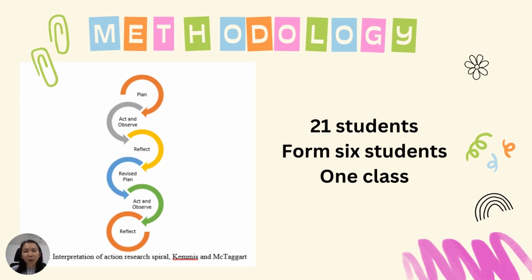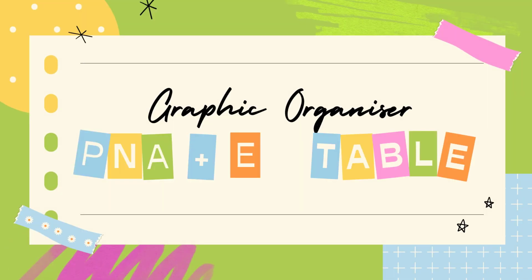Now, this action research utilizes Kemmis and McTaggart's spiral model of action research. There are 21 subjects in my action research, and they are all Form 6 students from within a class. Seeing my students struggle to respond to Writing Task 1, I dived right in to find solutions to guide my students. Hence, I designed a graphic organizer called PNA+E table.